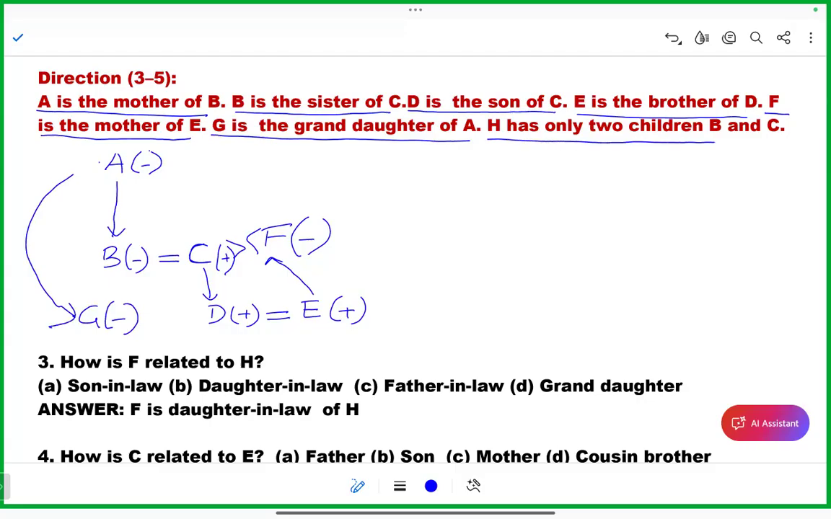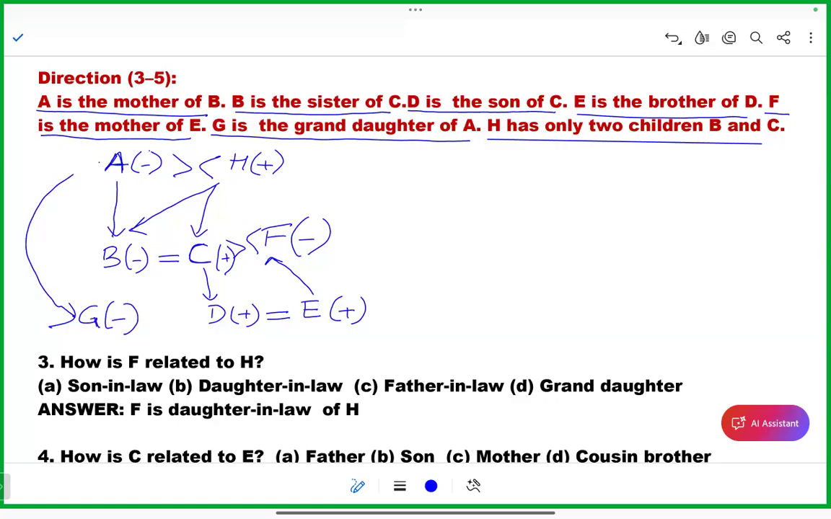H has only two children, P and C. That means H is A's parent. Did you understand now? See? So confusing. But that is the diagram. That means H has children A and P. Now P is married to F, and their children are D and E. And G is their granddaughter.